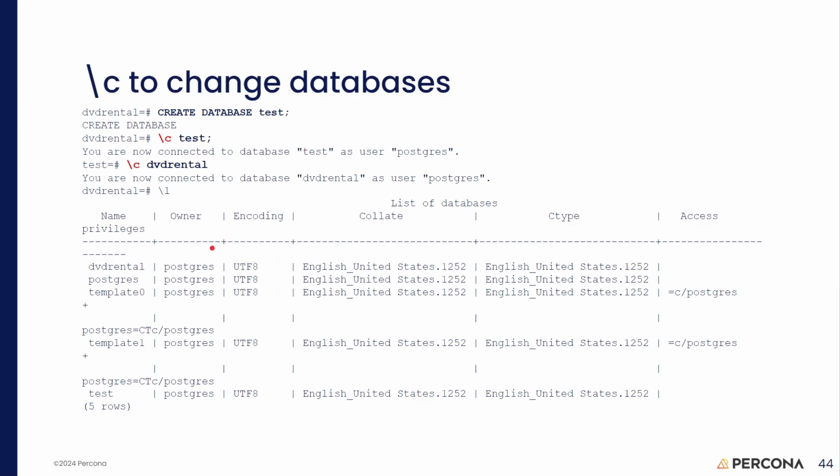Now, if you want to change databases, you're used to typing use with MySQL, but with Postgres, you're going to have to use \c test, kind of similar to the MySQL shell. In this example, we create a database called test, and it tells us it's created a database. If we want to change to that database, \c test, it tells us that we're now connected to that database. And if we want to change back, \c dvdrental. If you type in \l, it will give you a list of databases that are available that you can use.